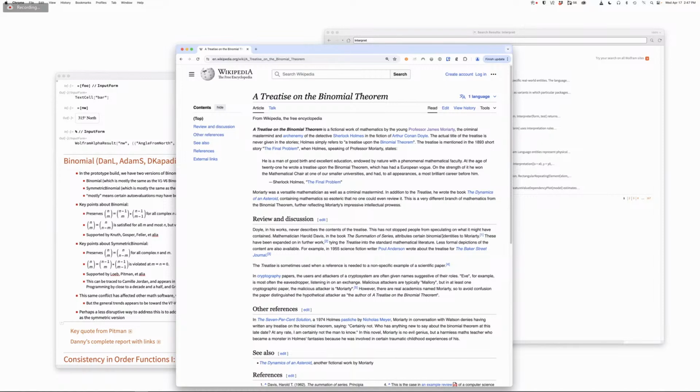Okay, summation series. Please tell me we don't need a third one. Moriarty binomial. Who has anything new to say about the binomial theorem at this late date? And here we are, another 50 years on, discussing the binomial theorem, in effect.